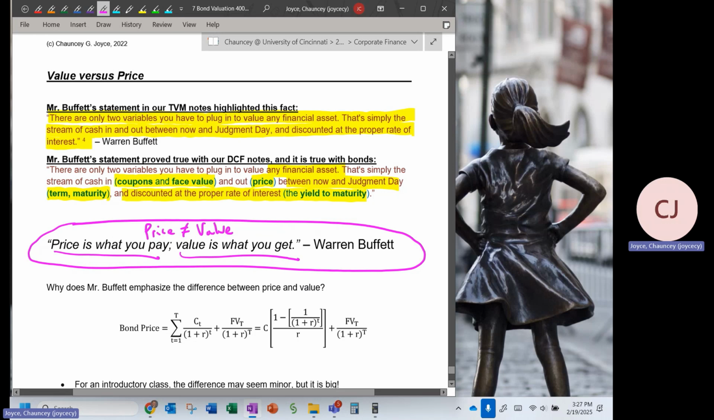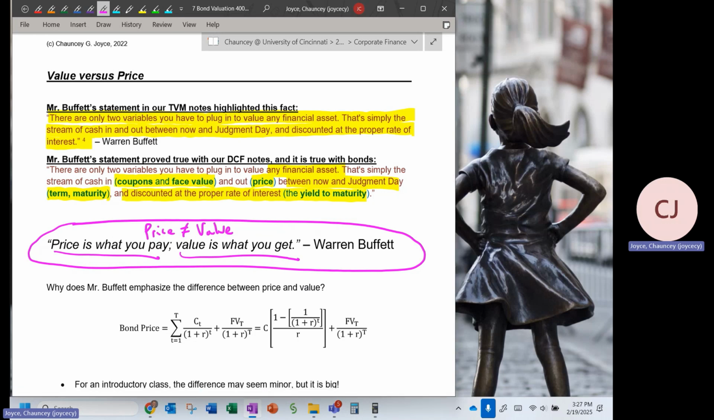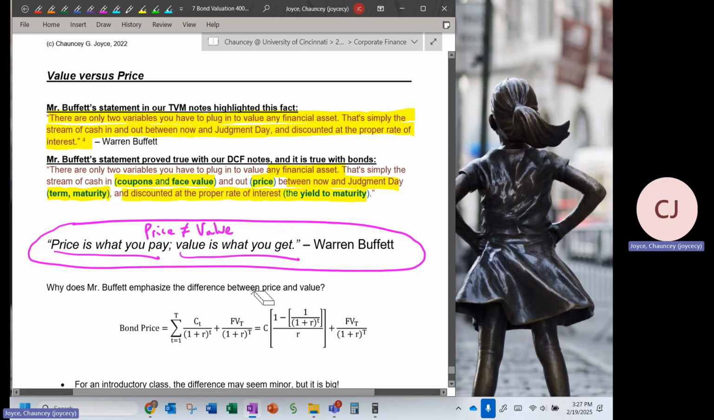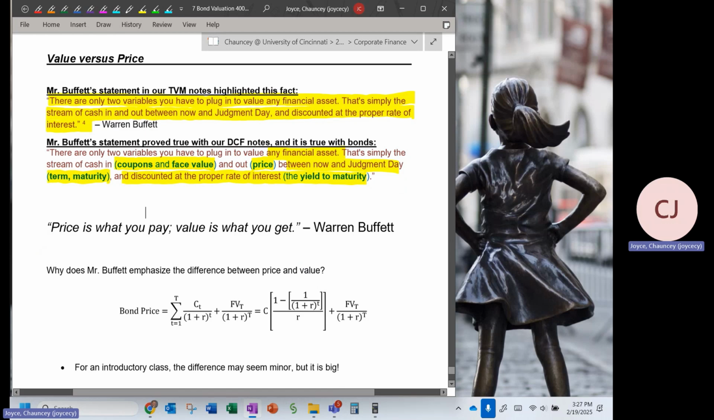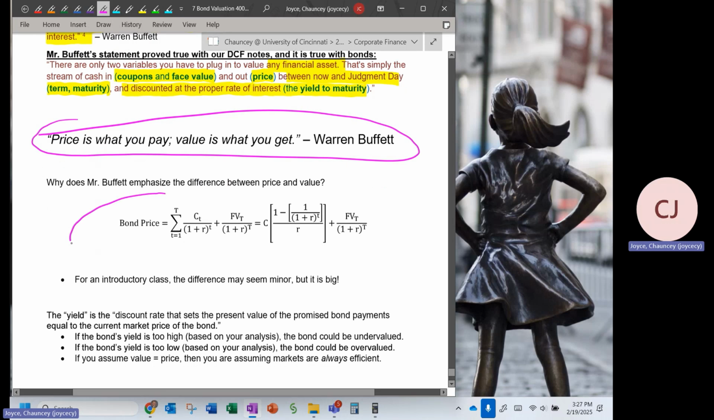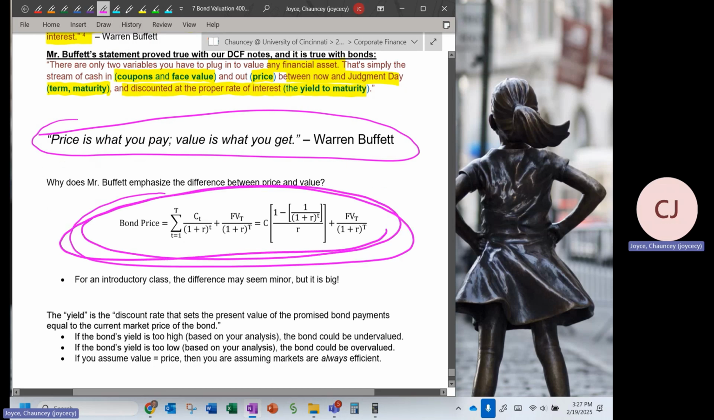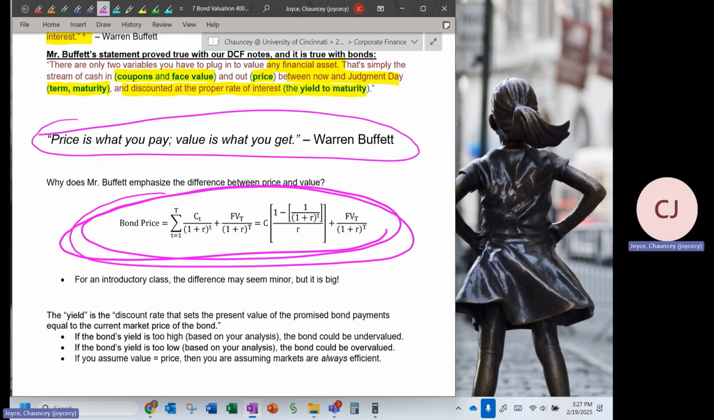It's not necessarily every nanosecond that prices should equal value, but if you're making good decisions over time, you'll be rewarded for that. Sometimes probabilities work against you, right? But you can have good decisions that have bad outcomes. But just remember, price is what you pay and value is what you get. So how does that relate to this formula for bond valuation? It may seem like we're splitting hairs, price and value, whatever, but think of it this way.